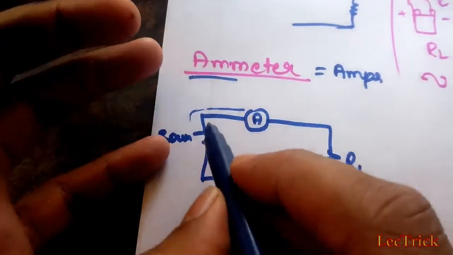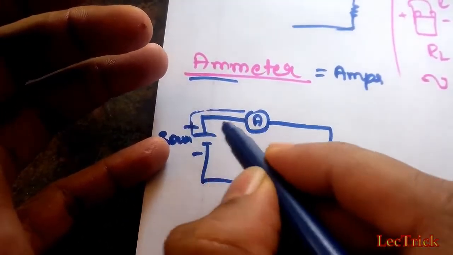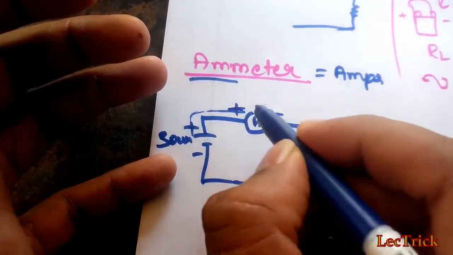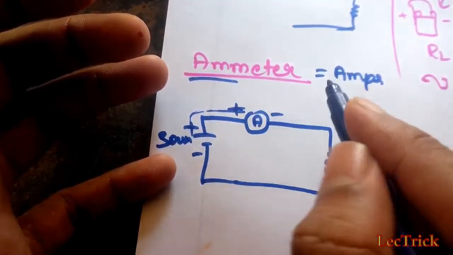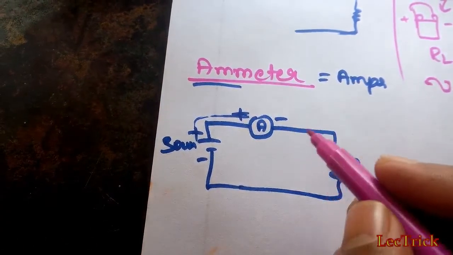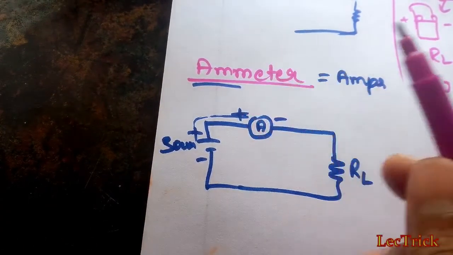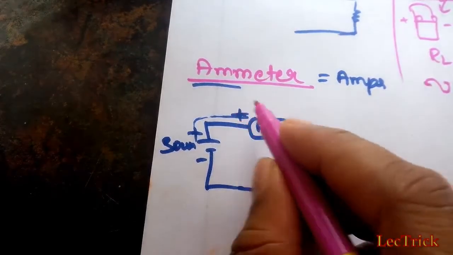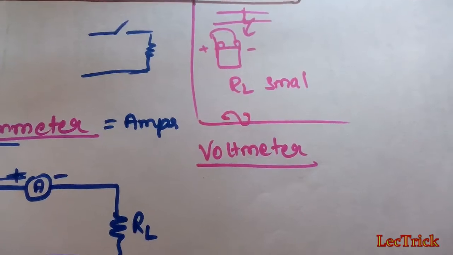And in practice, if it is a direct DC load with a DC source, polarity should be proper. Otherwise, if it is an indicating instrument with a pointer, it will deflect to the left side. So polarity should be taken care of while connecting.